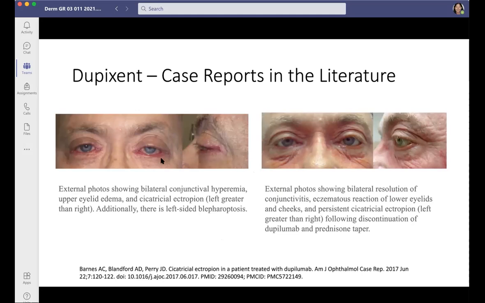But ectropion, often it's eyelid changes that we see in the clinic can be age-related, or they can be secondary to medications. And in this case, the onset was after initiating Dupixent, so it was thought to be due to Dupixent use. And then this patient was treated with prednisone and had to discontinue the Dupixent because of the severity of his reaction. And you can see that his conjunctivitis, eczematous reaction of his eyelids and cheeks, and the ectropion actually resolved. So if you look at the anatomy of the eyelid here versus here, it actually normalized after he stopped the medication and underwent a prednisone taper.